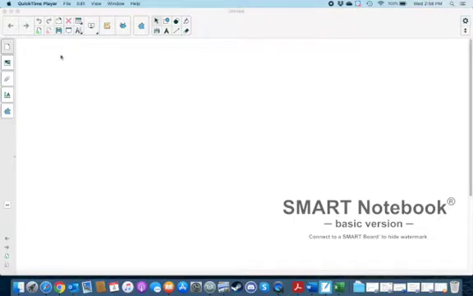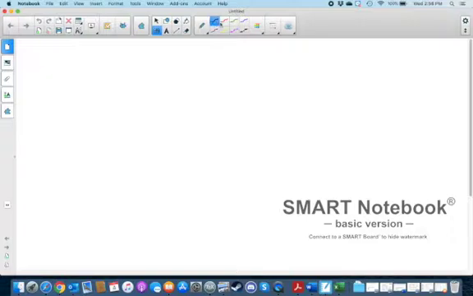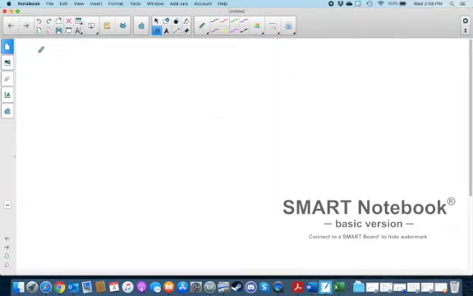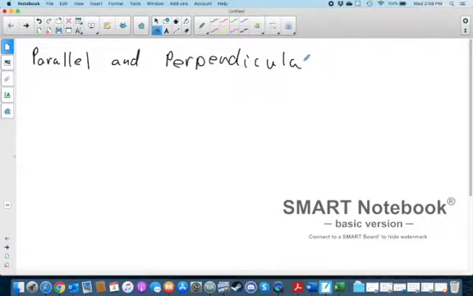We're going to be discussing two things. Well, one concept, but it involves two different parts. And basically, we're going to be talking about parallel and perpendicular lines.